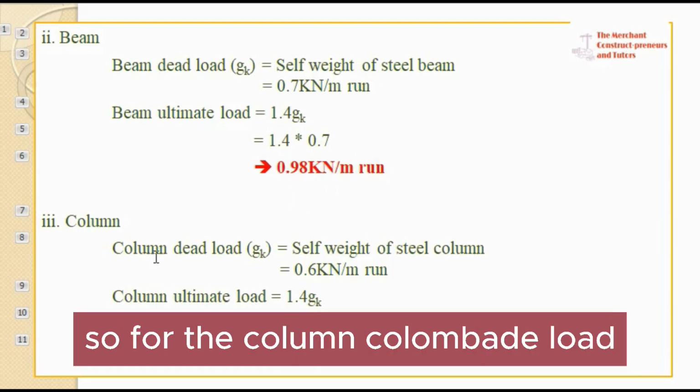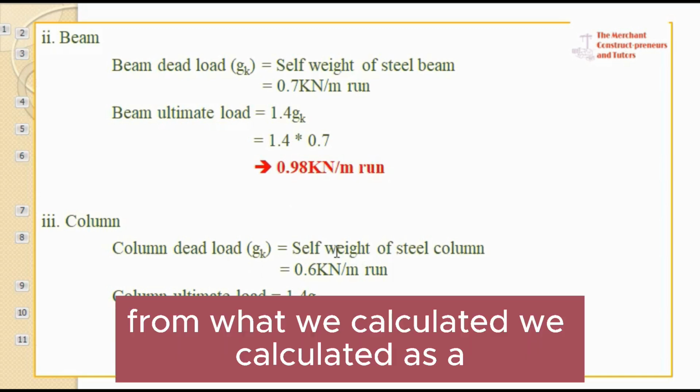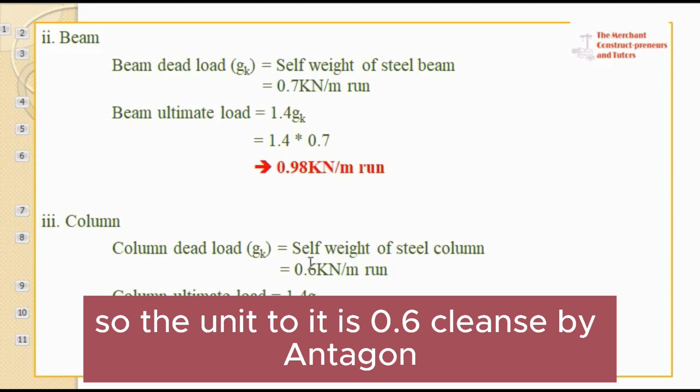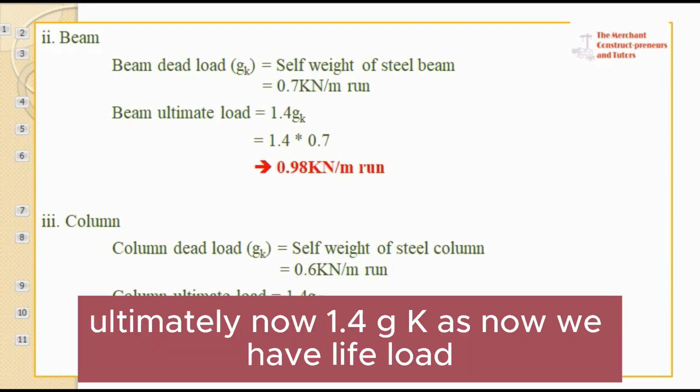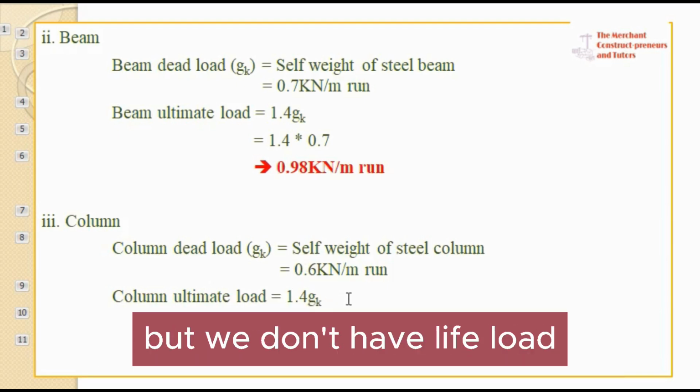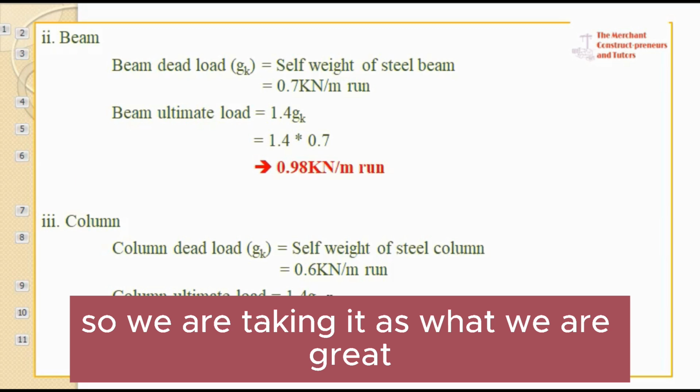So for the column dead load, from what we calculated as the unit weight, the unit weight is 0.6 kilonewton per meter run. Ultimate load is now 1.4 GK. As we have live load, we would have plus 1.6 QK, but we don't have live load, so we are taking it as what we are given.